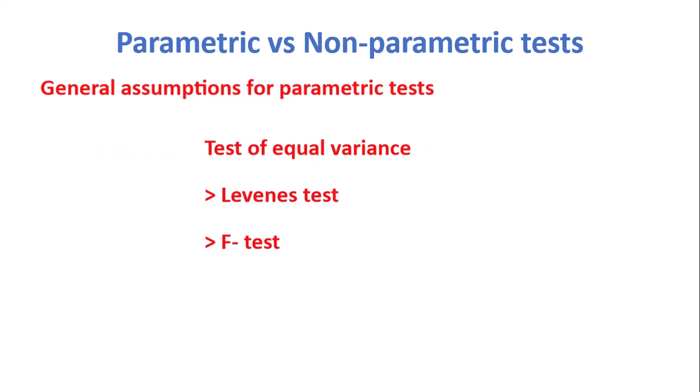So two tests can be used to check for this assumption of homogeneity of variance. We can use the Levene's test, or we can use the F-test. The F-test can only be used if you have first checked for the assumption of normality and it has passed. That's when you can proceed to check for homogeneity of variance using the F-test. But if your data is not normally distributed, but you want to check for homogeneity of variance, then you have to use Levene's test, for it is more robust.